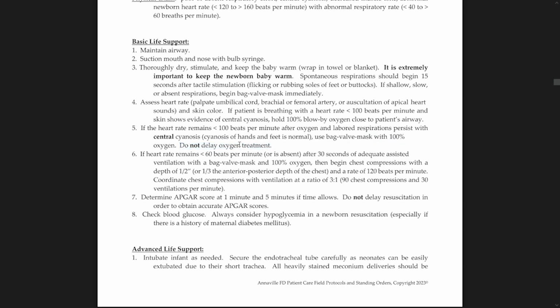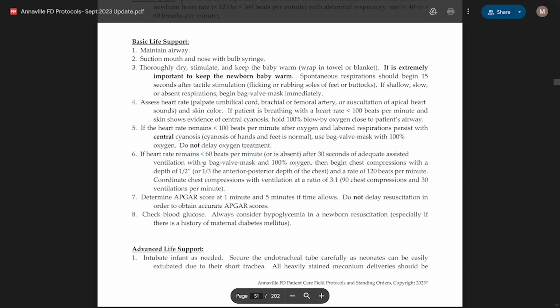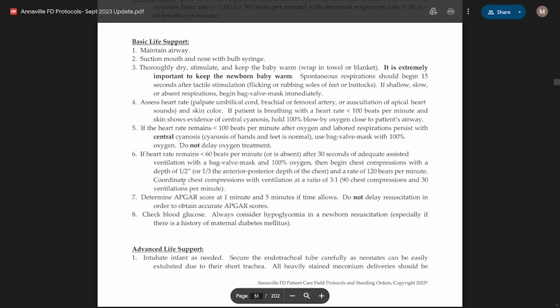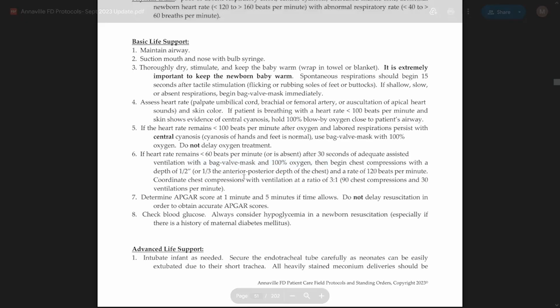If the heart rate remains less than 60 beats per minute or is absent after 30 seconds of adequate assisted ventilations, this is very sad, with a BVM and 100% oxygenation, then begin chest compressions with a depth of half an inch, or 1/3 the anterior posterior depth of the chest, and a rate of 120 beats per minute.